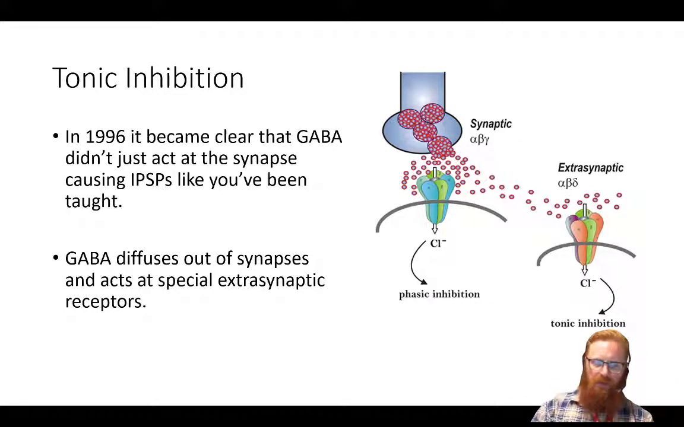But in the mid-90s, it became clear that there is another way that GABA acts, that all of this GABA gets released, and some of it ends up being sensed by high affinity GABA receptors that exist outside the synapse, and that they just are constantly activated a little bit by the GABA that's floating around. So these are extrasynaptic receptors that generate something called tonic inhibition. It's tonic, it's constant, right? So they're always providing a little inhibitory signal.